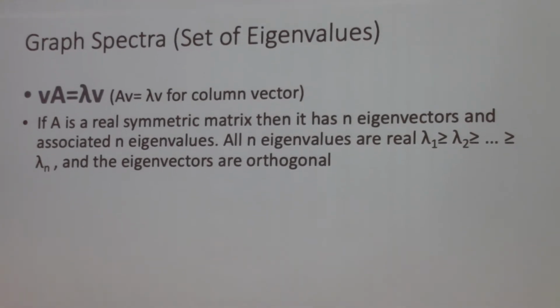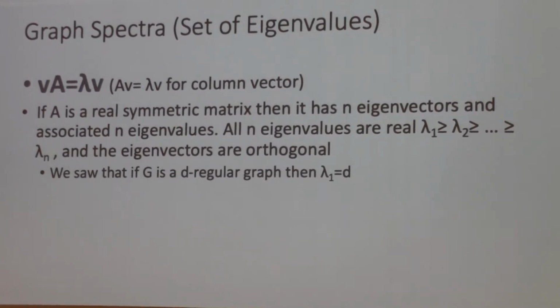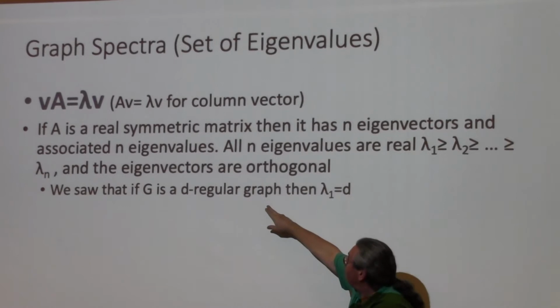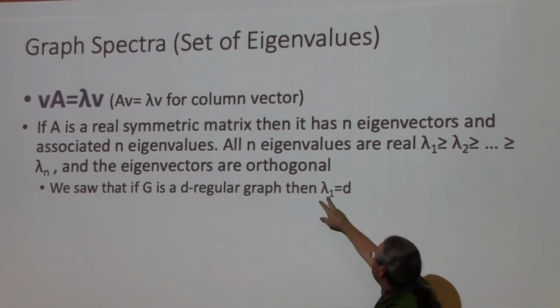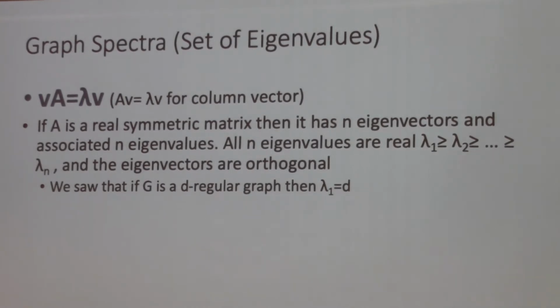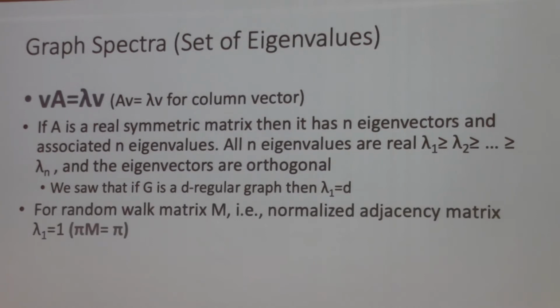Okay, the orthogonal vectors in space. That's something we can know. If G is a D-regular graph, this very special graph, then the principal one, the biggest one, is D. So this eigenvalue is actually related to the degree. Okay?